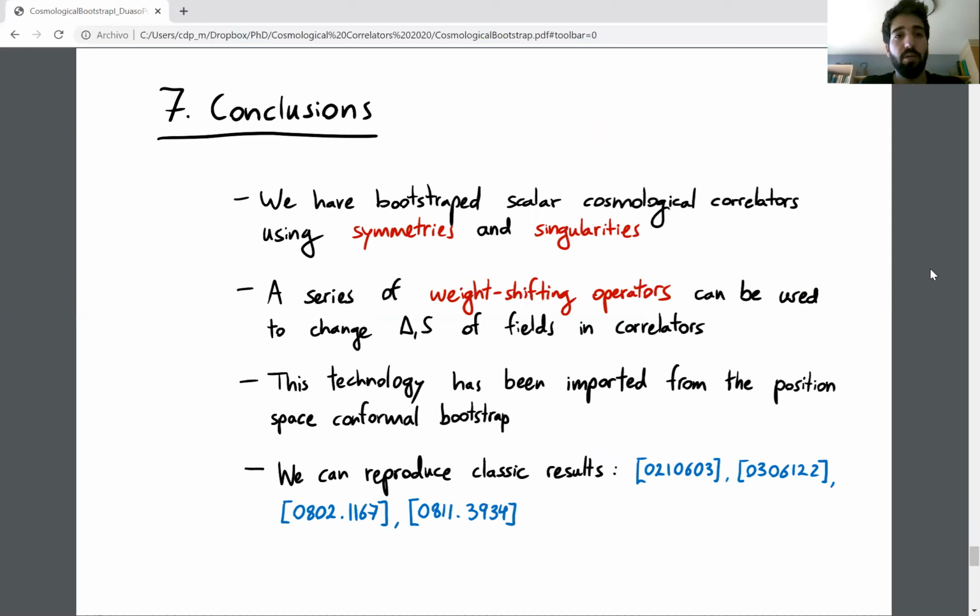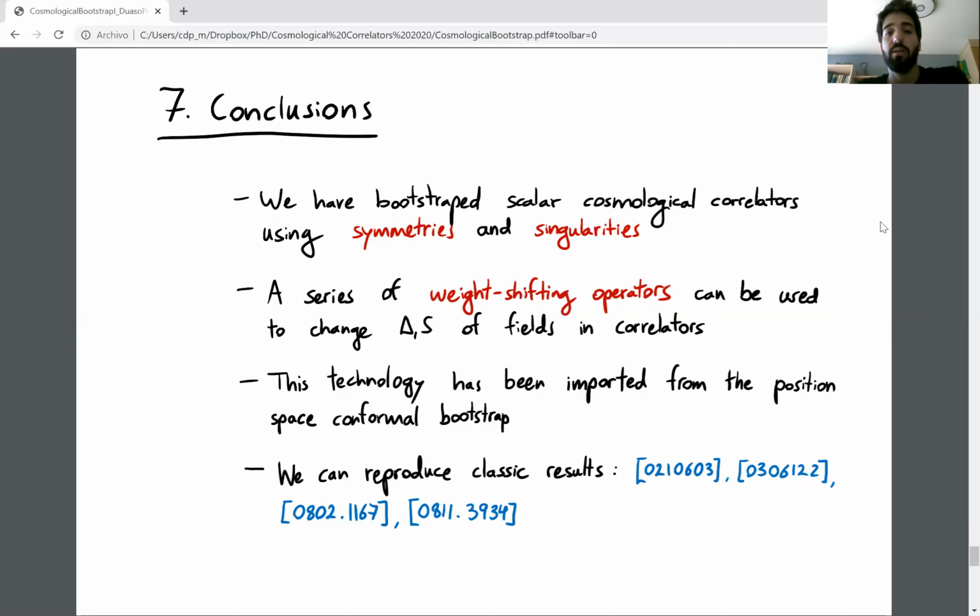Okay, so let me conclude now. We have bootstrapped scalar cosmological correlators using symmetries and singularities, even though I haven't explained how in this talk. But what I have explained in more detail is that a series of weight shifting operators can be used in order to change the conformal weights and the spins of the fields in the correlators, and in particular used on this scalar cosmological correlator that we can bootstrap, we can get more general correlators.